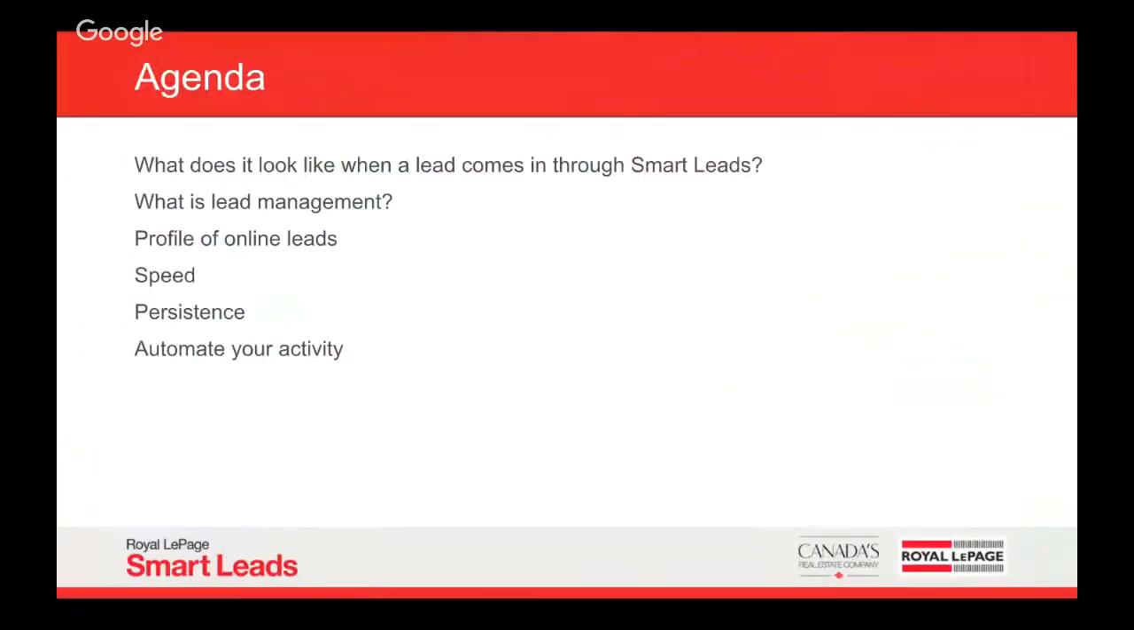Okay. So what are we going to be talking about today? Well, first of all, we'll talk about what a lead looks like when it comes in through Smart Leads. I'll talk briefly about what lead management is, a bit about online leads and who online leads are. And then we're going to get into the functionality of things, and we're going to talk about speed and persistence when responding to online leads, and I'll highlight for you some tools that you can use to automate your activity to help you respond faster.